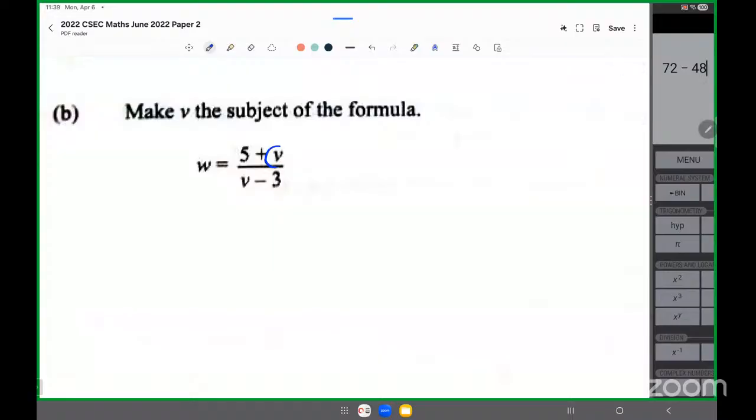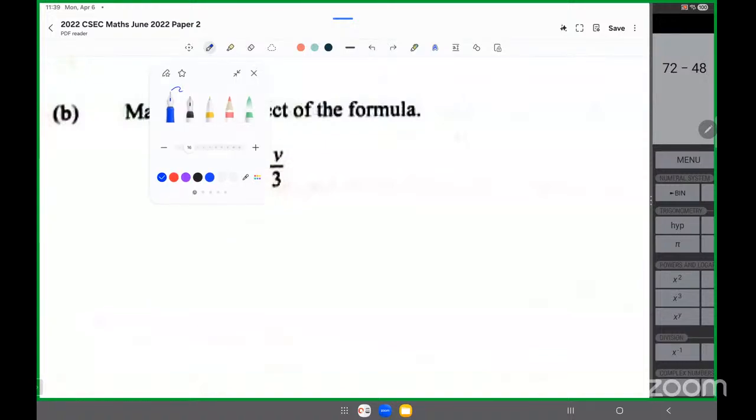This one now says we have to make V the subject of this formula. If you notice, you have a V on here and a V on here. So what you want to do is expand it out into separate terms. You're going to group everything with V on one side and factorize it. You don't want them to be dividing each other.